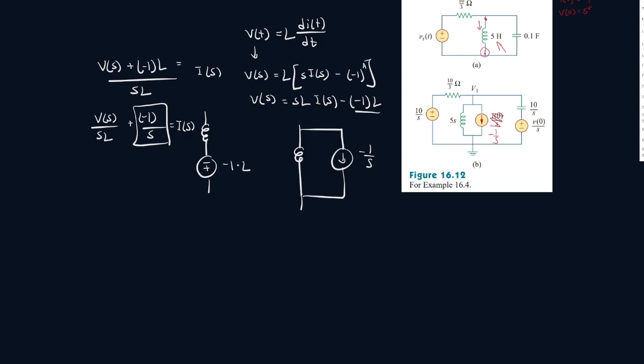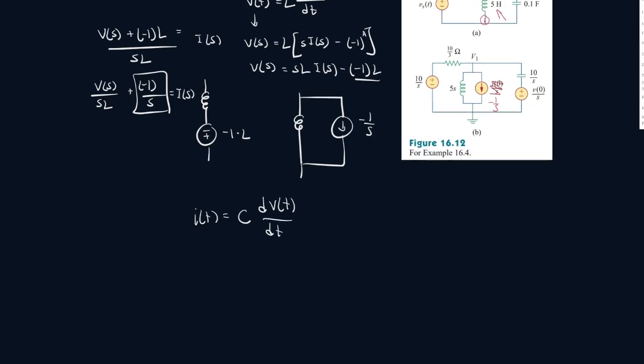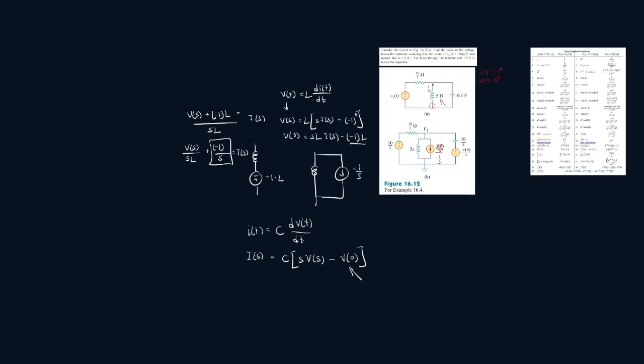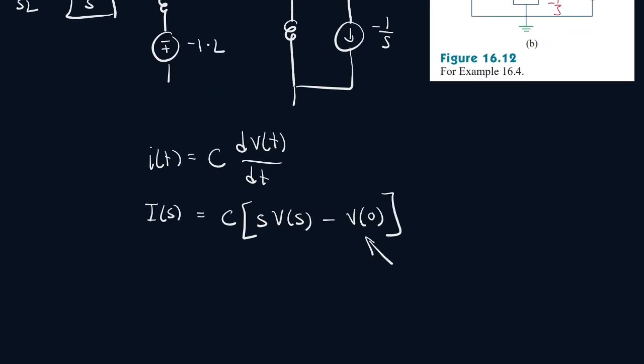So we know the current passing through a capacitor is equal to the capacitance times the change in voltage over the change in time. After we take the Laplace of this, I of s is equal to C times s times Vs minus the initial condition of V at 0. So we know what this is supposed to be. This will be 5 volts.